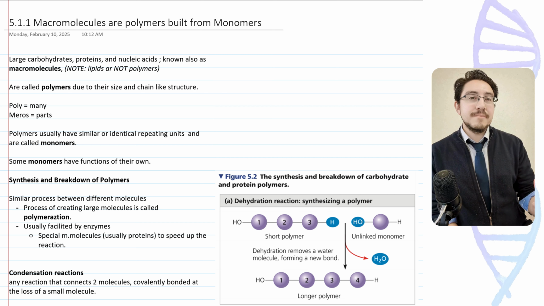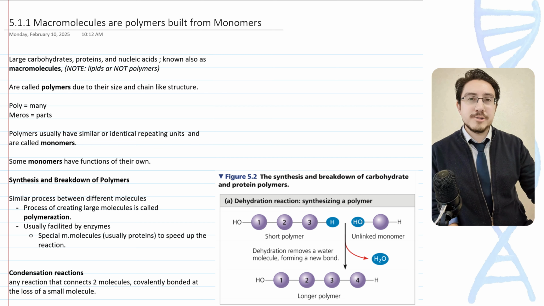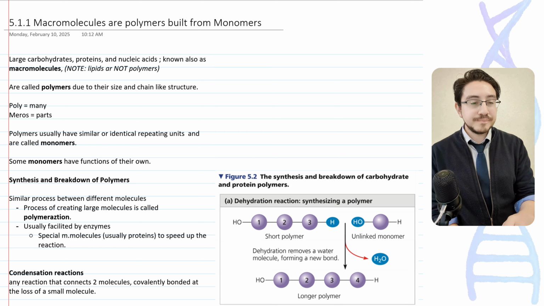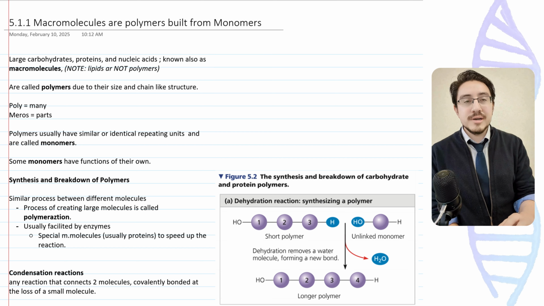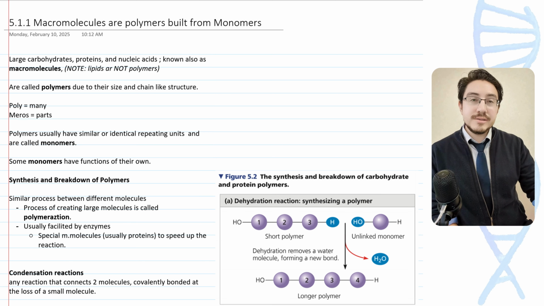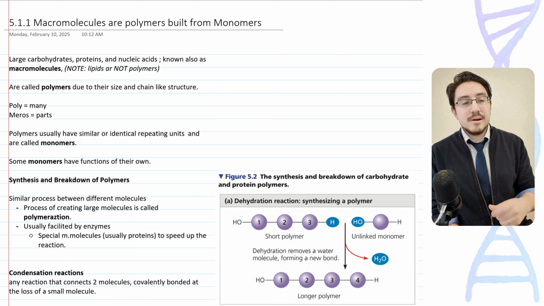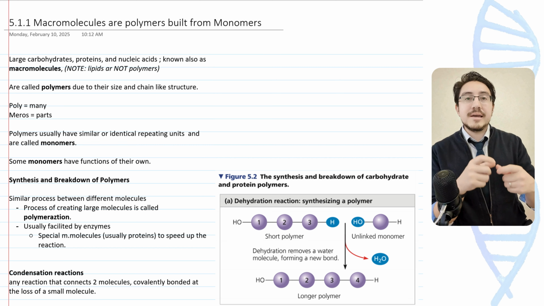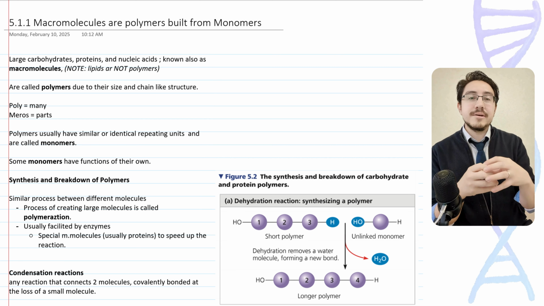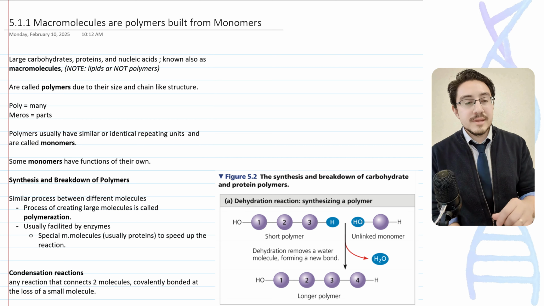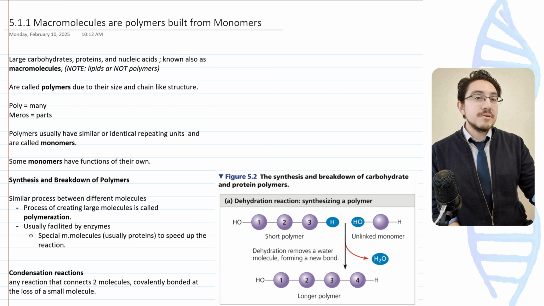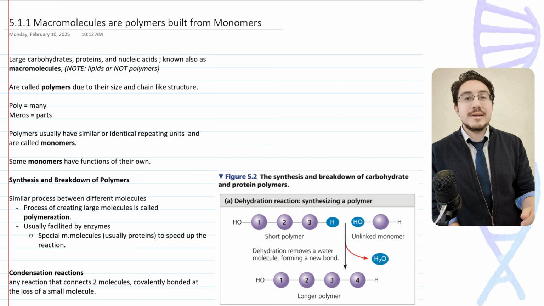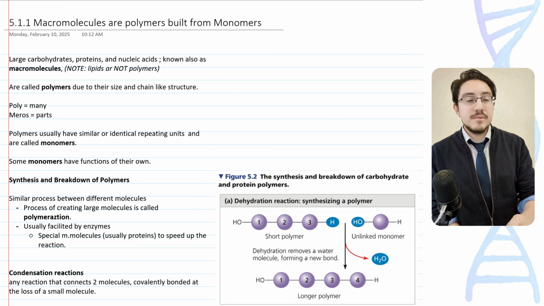Poly means many, meros means parts, so many parts, essentially. These polymers tend to have repeating units, and these repeating units are referred to as monomers. You can think of monomers like little Legos stacking up and being built together to create a larger structure. But each individual monomer can have a little function of its own.